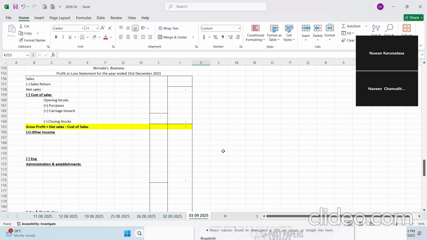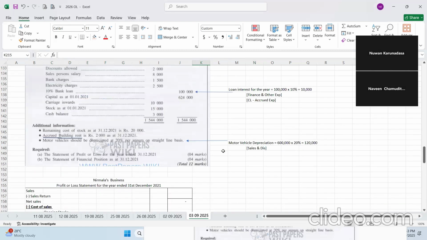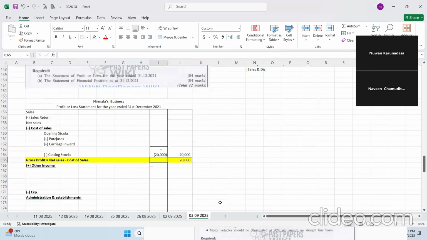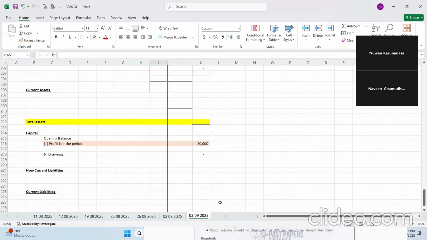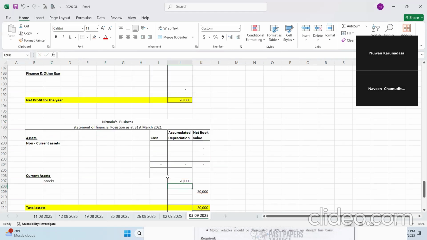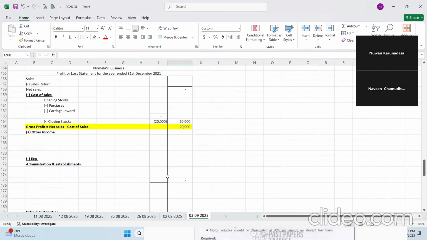So we'll do the question. Right, first one. Start from the adjustments. Remaining cost of stock as at 31st December 2021, 20,000. That is needed for the cost of sale calculation here. For the cost of sale calculation, you take the 20,000. The other one, current assets, stocks, 20,000. Done. All the adjustments, as I said earlier, remember, are taken to two places.